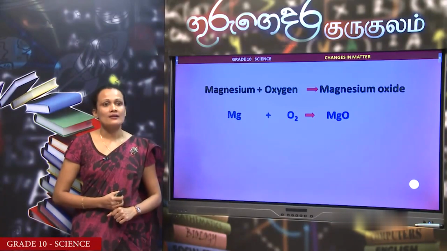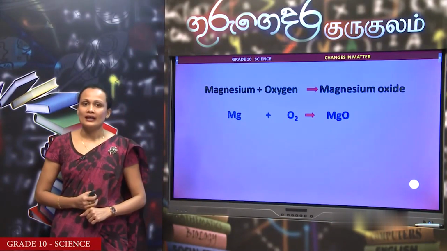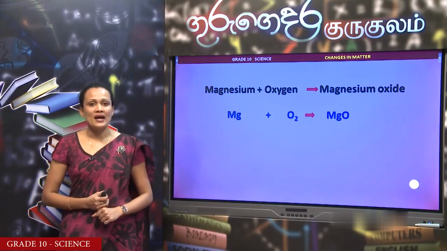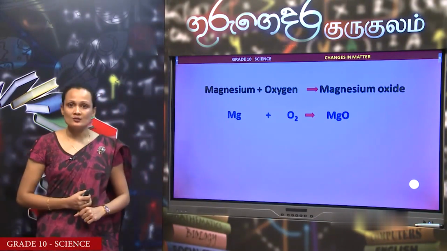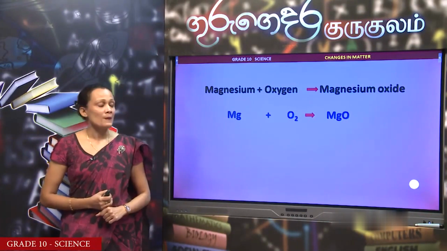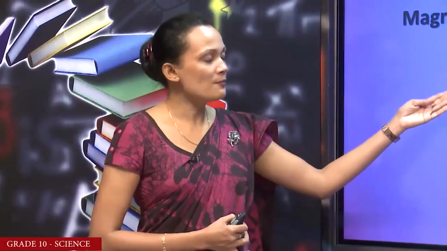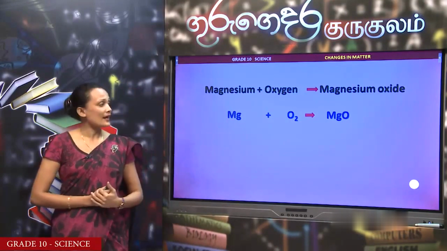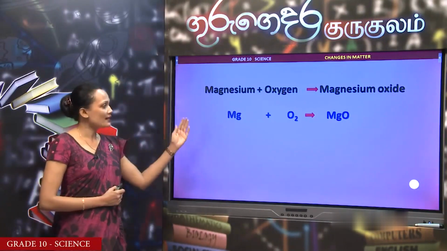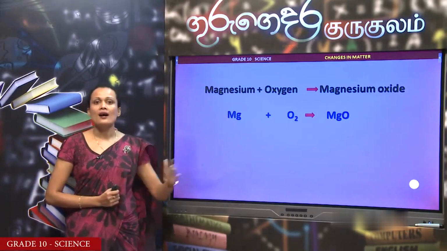The reason is the law of conservation of mass. That law says the mass of the reactants should be equal to the mass of the products. Then how can we equalize the reactants and the products? We can consider the atoms present in the elements. Look at that one here. In the reactants, magnesium is there, so one magnesium atom is used. And look at the other side, the product. In the product, one magnesium atom is there. That's why the magnesium in the reactants and the products are the same.